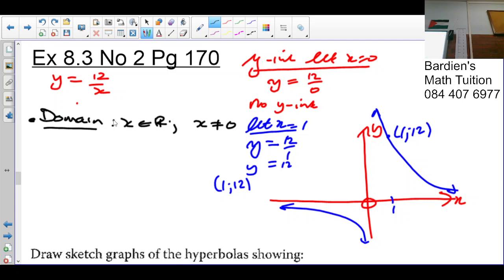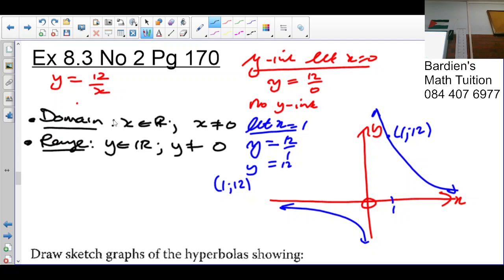Okay. What's the range of this graph? The range is all possible y values. Does this graph exist in negative infinity? Yes. Positive infinity? Yes. So, y is an element of all real numbers. Y is just not equal to 0. Again, asymptote, which is your x-axis.